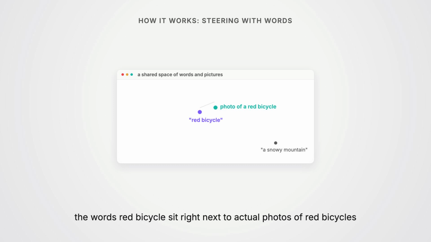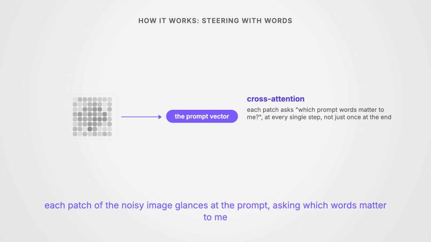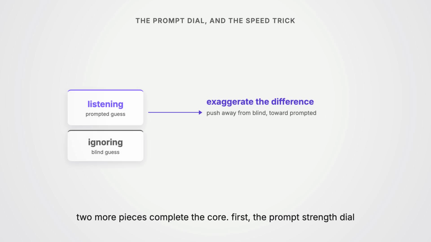Second, that text vector is injected into the denoiser at every single step through a mechanism called cross-attention. Picture each patch of the noisy image glancing up at the prompt words and asking, "Which of you matters to me?" The prompt is not applied once at the end. It whispers into all several dozen denoising steps, biasing what noise gets removed so the emerging image drifts steadily toward your words. Two more pieces complete the core.